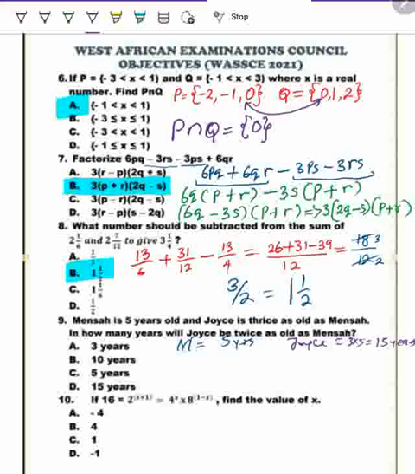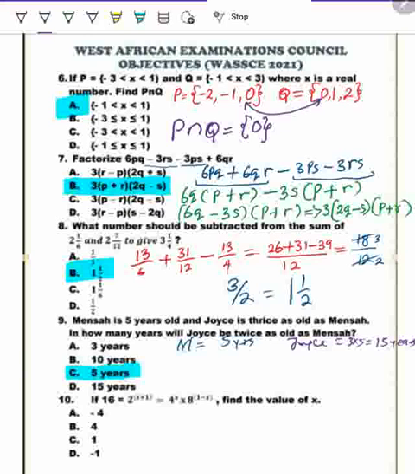Okay, from this expression, we can simply guess 5, because in 5 years' time, Mensah will be 10 years and Joyce will be 20 years old. So the answer is 5 years. But let's use our knowledge of algebra to answer this question and see.